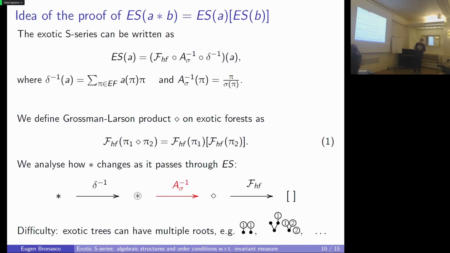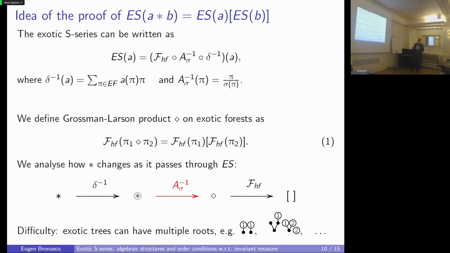So here we can look at ES as a map which is a composition of three simpler maps. Here we have F, A sigma minus 1, and delta minus 1. Delta minus 1 takes a functional over exotic forests and returns a formal sum over exotic forests, where the coefficients are given by the functional A. And then A sigma minus 1 takes an exotic forest and divides it by its symmetry. And then in the end, F takes an exotic forest and returns a differential operator corresponding to it. So that's how we can write ES.